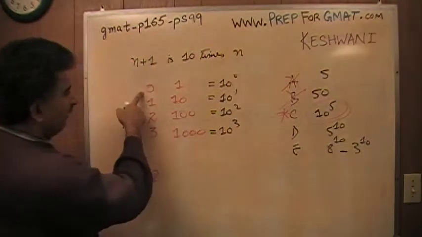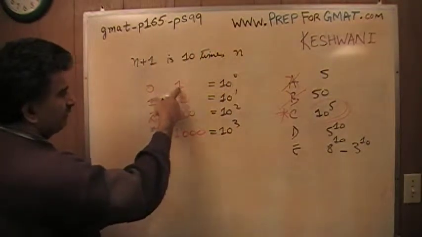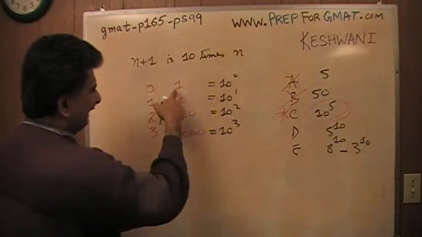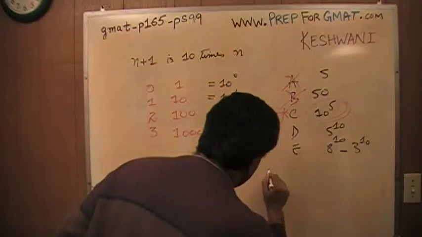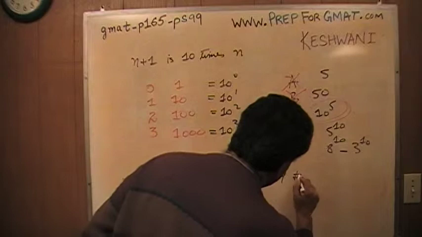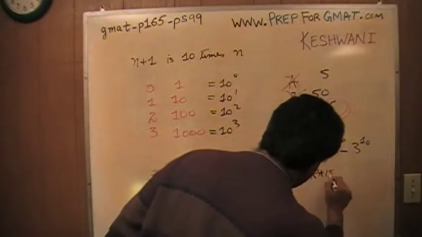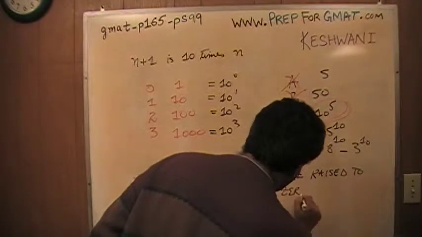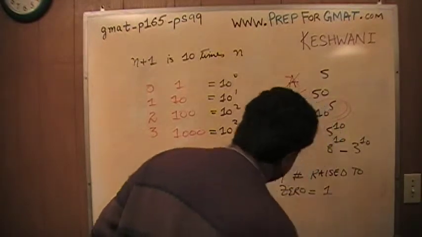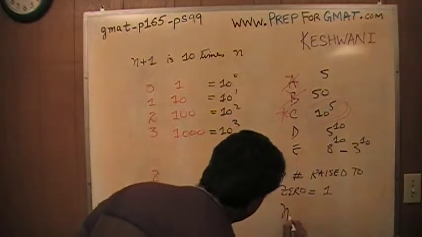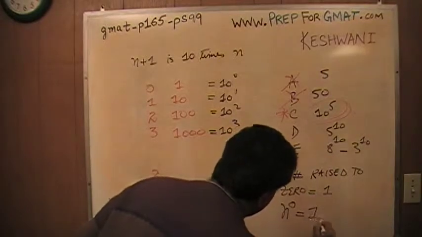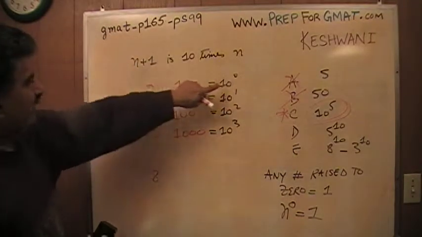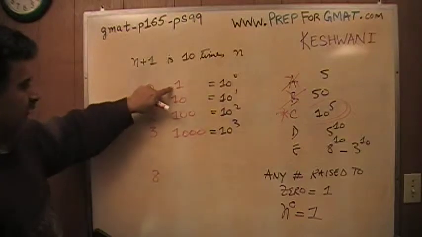If you didn't know this part, 0 corresponds to 1, which is because 10 raised to 0 equals 1. I'm going to make a note here. Any number raised to 0 equals 1. So any number n raised to a 0 equals 1. Hence, 10 raised to 0 is 1, as you can see here.